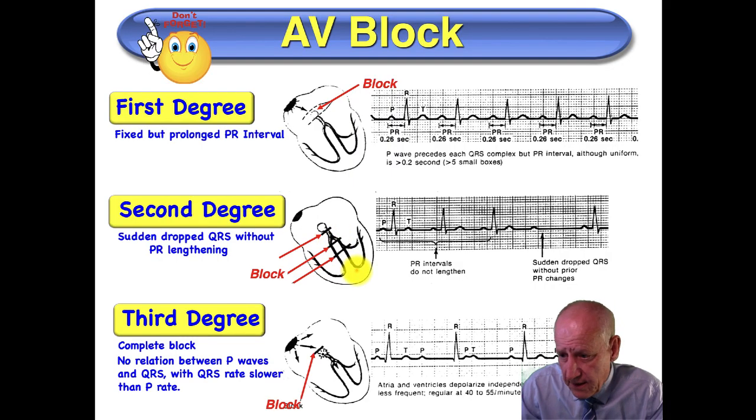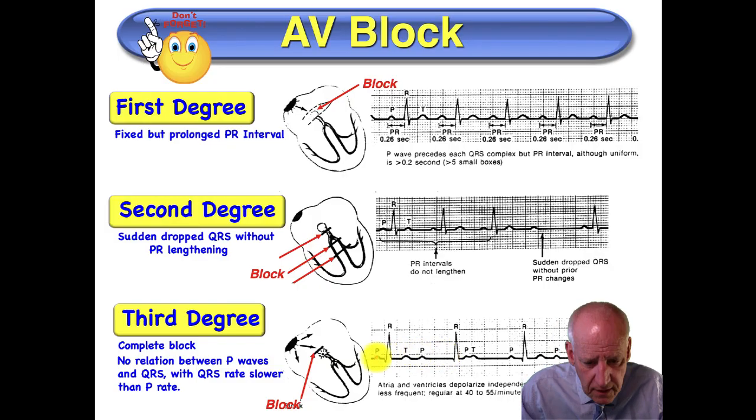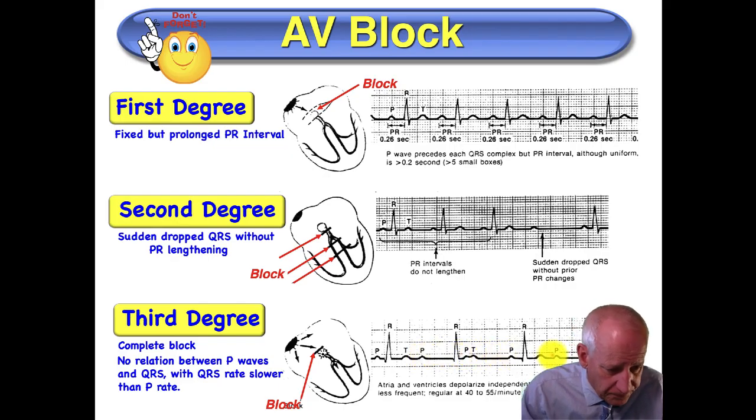Third degree block is when AV node conduction fails completely. There is no longer any relationship between P waves and QRS complexes, as you see in this tracing. There is no communication between the atria and the ventricles anymore. And note that the P waves are occurring at a rate of about 70 per minute, so 300, 150, 100, 75, about 70 per minute, and they're occurring regularly at that rate.